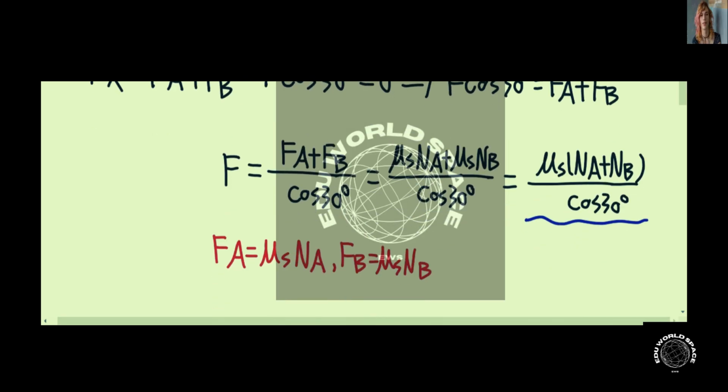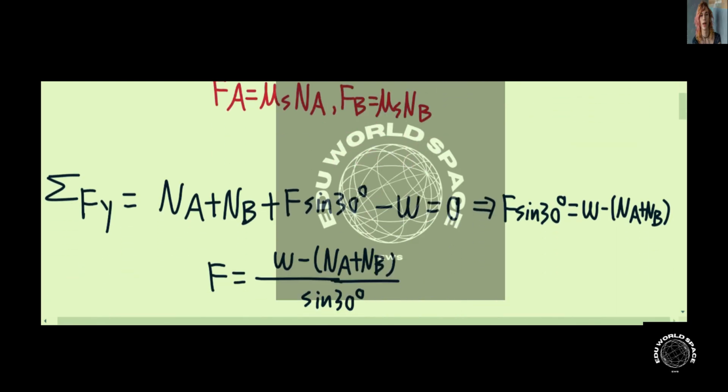Since the friction at point A is equal to mu S Na, where mu S is the coefficient of static friction, and Fb is equal to mu S Nb. Na and Nb here are the normal forces at point A and point B. Also, the net force along the y direction is equal to 0. So we have Na plus Nb plus F sine 30 degrees minus W equals 0. So F sine 30 degrees is equal to W minus (Na plus Nb). W here is the gravity of the car, in other words, the weight of the car.